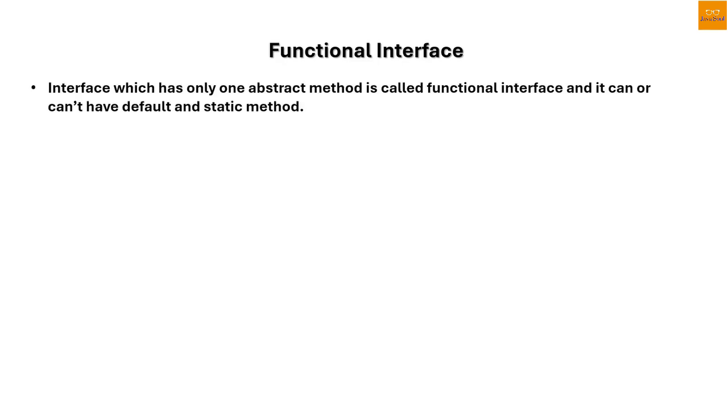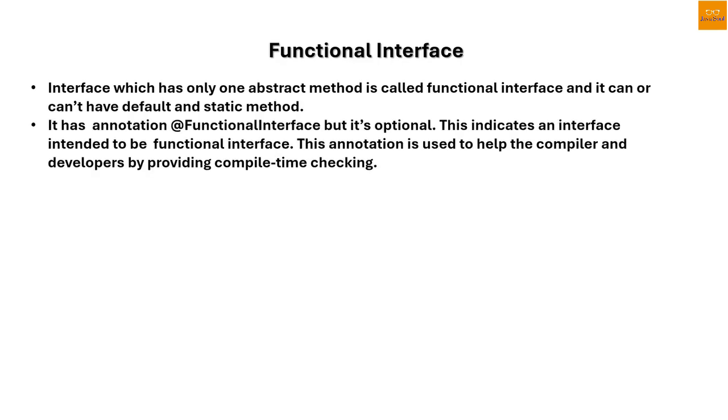An interface which has only one abstract method is called a functional interface, and it can or cannot have a default or static method. Why Java allowed default and static methods inside an interface in Java 8, we'll discuss in an upcoming video. It has one annotation, @FunctionalInterface, which tells the compiler to consider the interface as a functional interface. It is also checked at compile time.